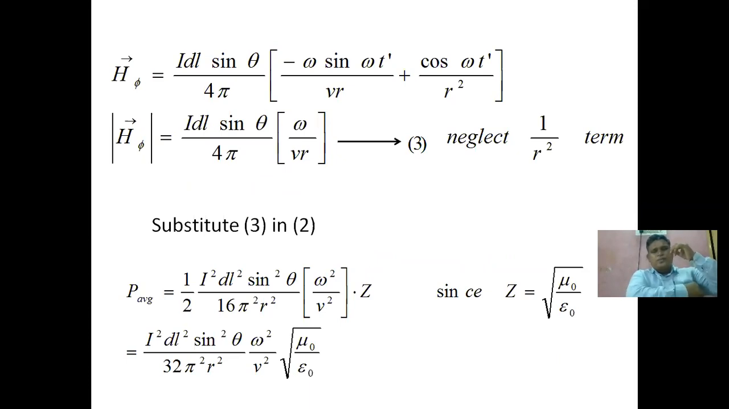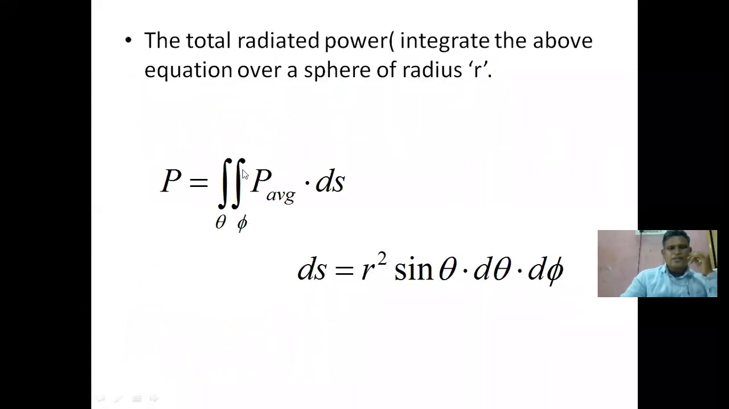Okay. Now you have to compare this average power with the earlier session. Earlier also we computed one average power. Both are the same. From the average power, how to compute the total radiated power? That will be this equation.